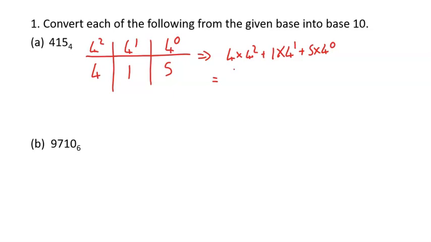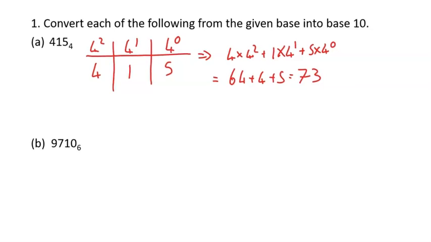So doing each of these, what I end up getting is 64 plus 4 plus 5, and that gives me a solution of 73. So this number here, 415 to the base 4, is actually 73 to the base 10, so what we would normally use in our number system every day, it represents the number 73.